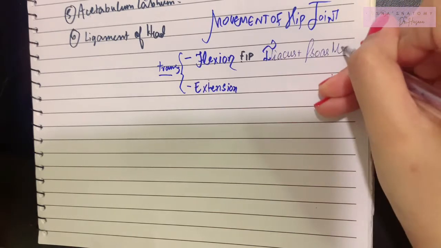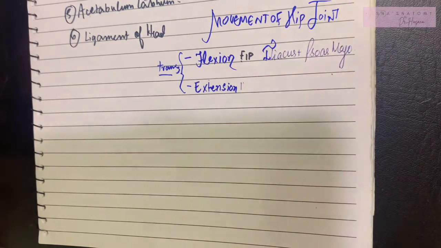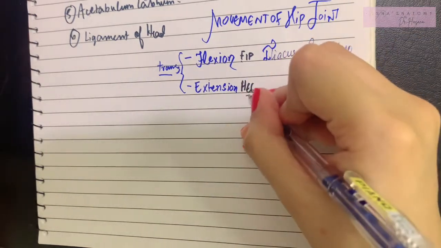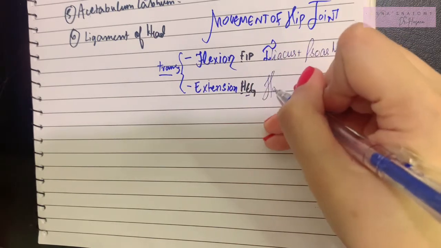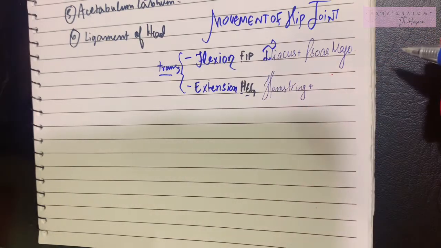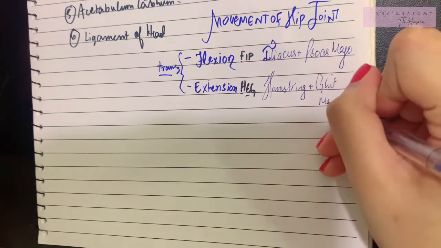Alright. Next we have the extension, which can be remembered in the form of HEG. E is for the extension, H is for the hamstrings that cause extension, and G is for our very important muscle that is involved in standing up from a sitting position, which was the gluteus maximus.